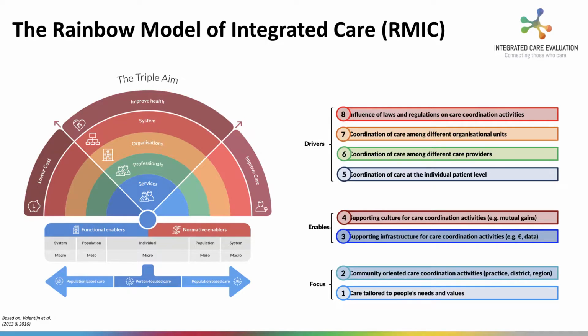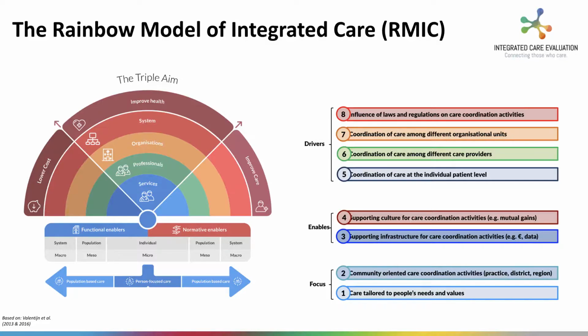And if you put this together, we get some idea of how we can model integrated care or understand the different values and perspectives within this complex field. And that we try to bring together based on the assumptions of Barbara Starfield in the so-called rainbow model of integrated care.